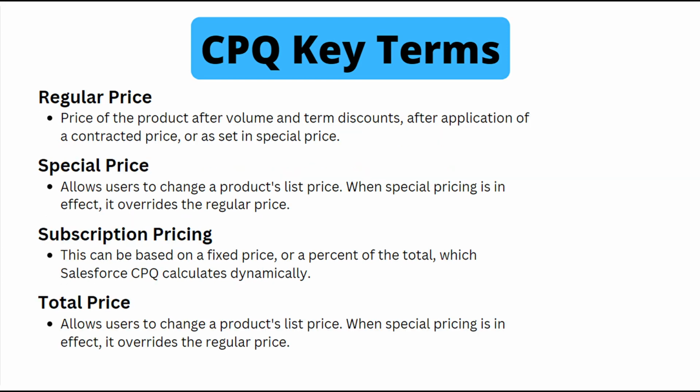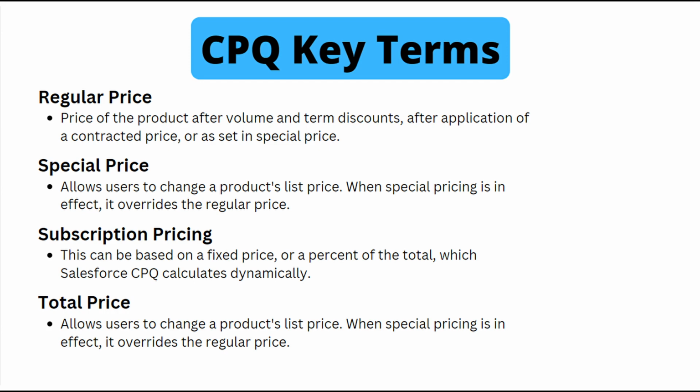Next, we have regular price. This is the price of the product after volume and term discounts, after the application of a contracted price, or is set in a special price, which is actually the next term. Special price allows users to change the product's list price. When special pricing is in effect, it overrides the regular price.